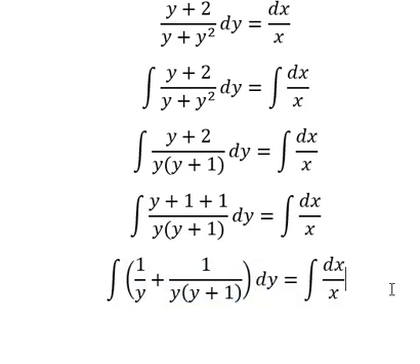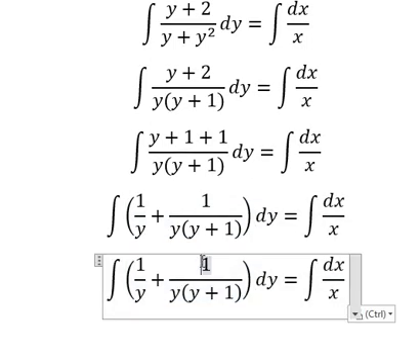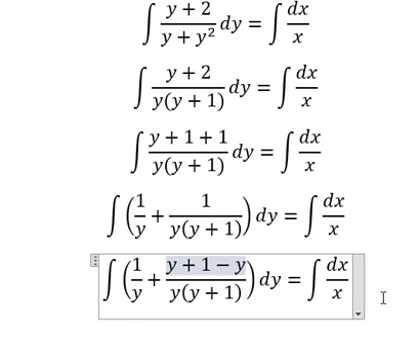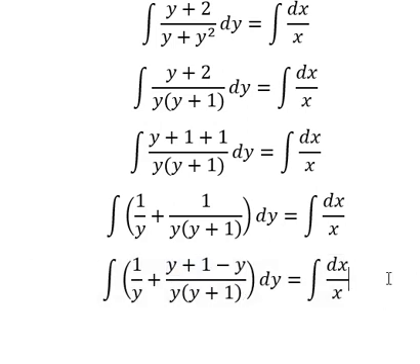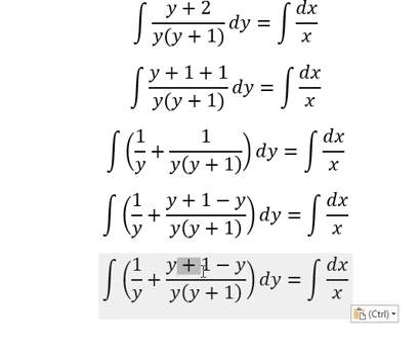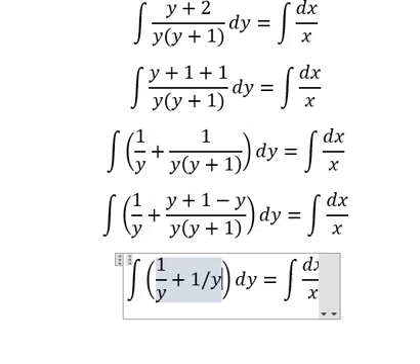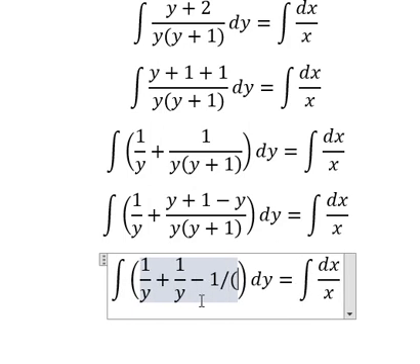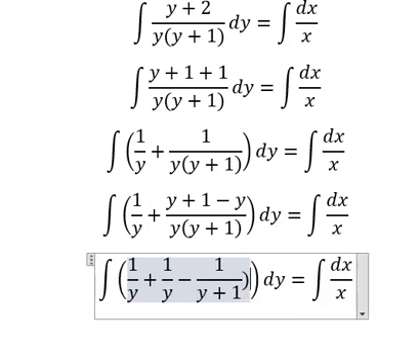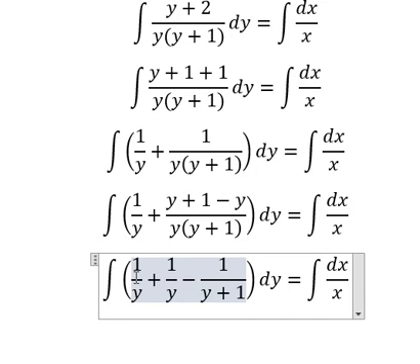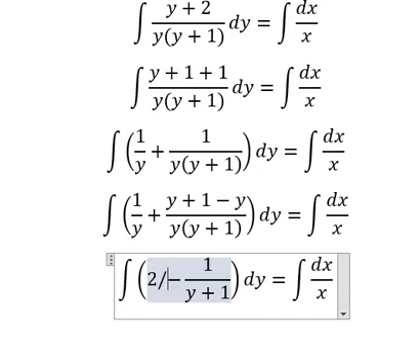Next, we need to add about y. Later that we need to minus about y. So this one divide by this one, and this one divide by this one. So we have 1 over y minus 1 over y plus 1. So this one that is about number 2 over y.